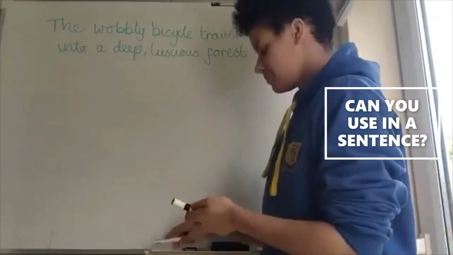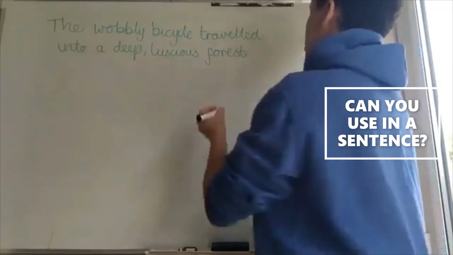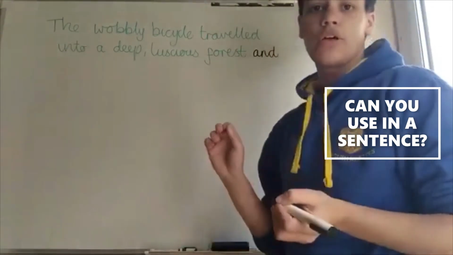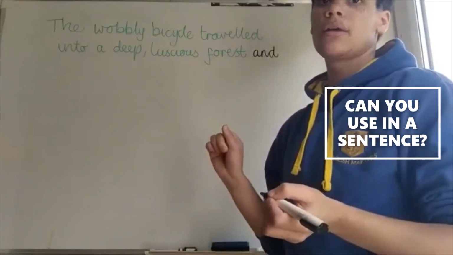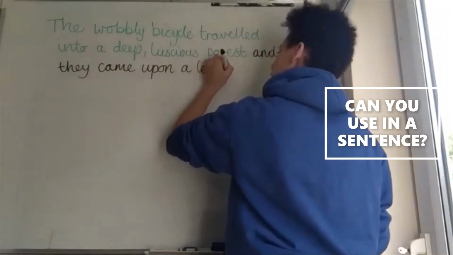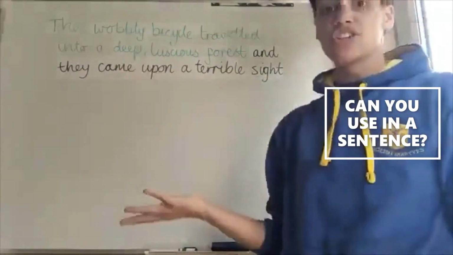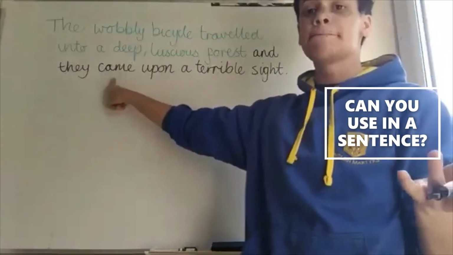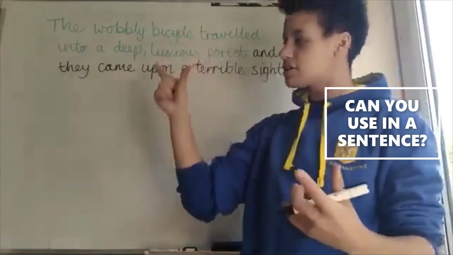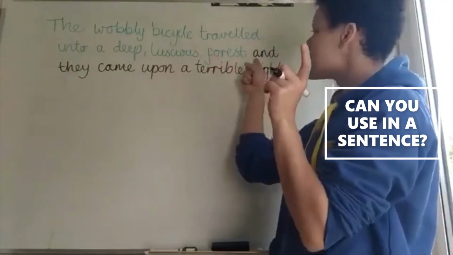I'm going to go for "and". So I'm going to take away my full stop. I'm going to put "and". There we go. They came upon a terrible sight. It's a new thing that happened. It's got a new verb in it. Something else has occurred. So the bicycle's travelling through the forest. They came across a terrible sight. I've joined them together with my "and".